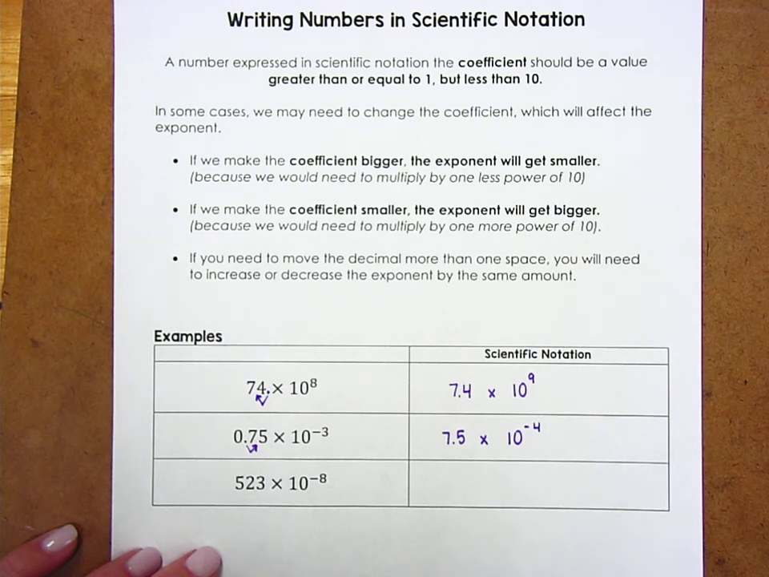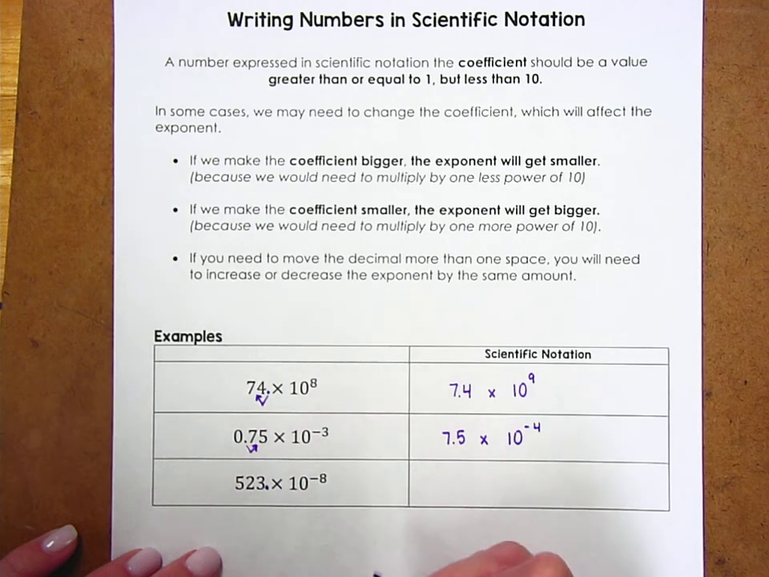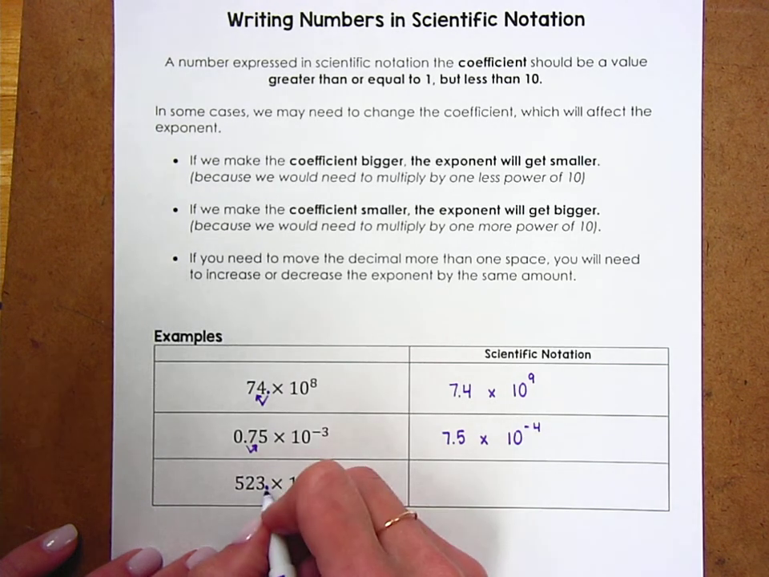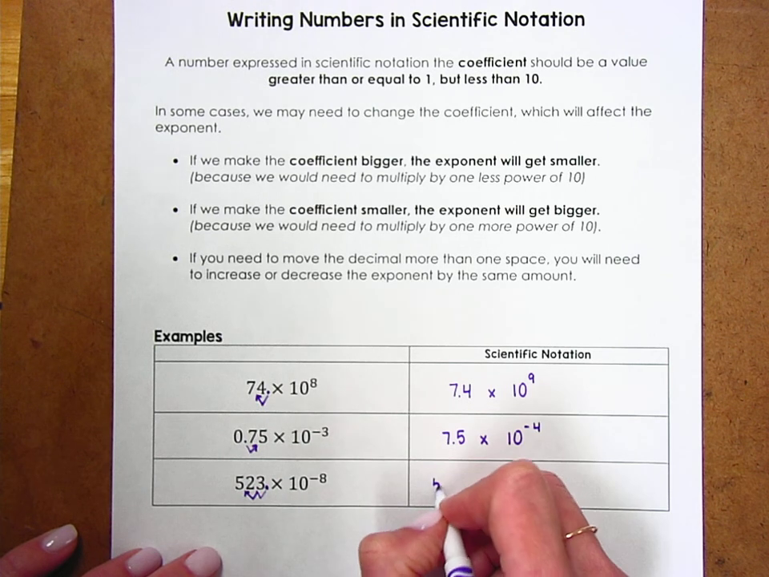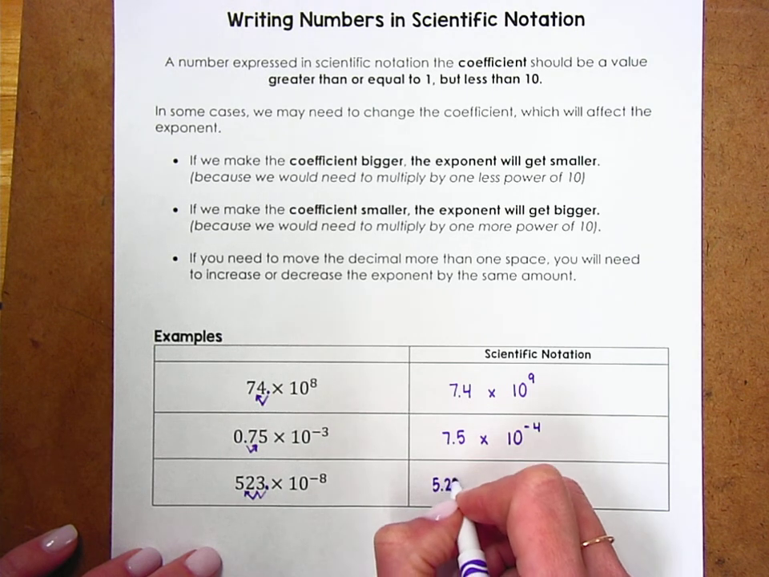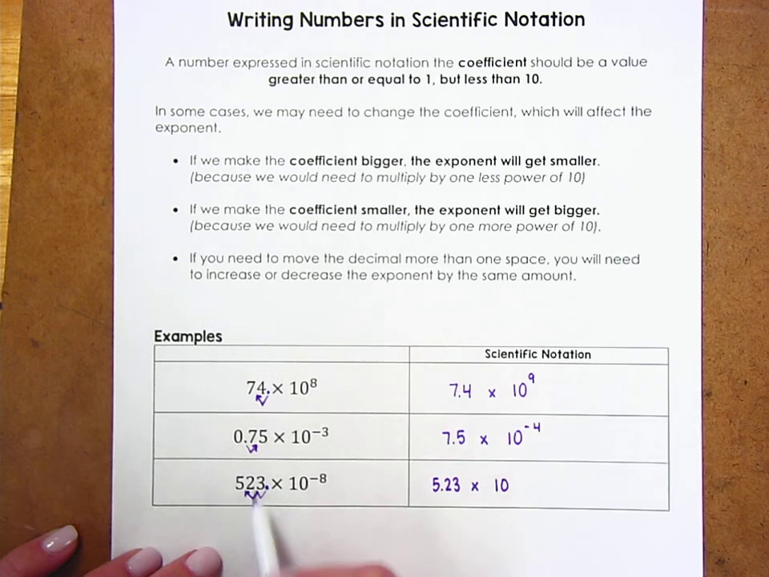So we have 523 times 10 to the negative eighth. In this case, again, our decimal is right at the end of this number. Because we need this value to be a number that's greater than or equal to 1 but less than 10, we need to move our decimal place 2 spaces over to the left, making this coefficient 5.23.